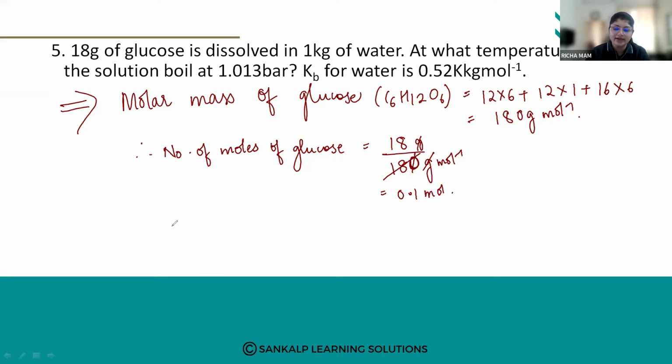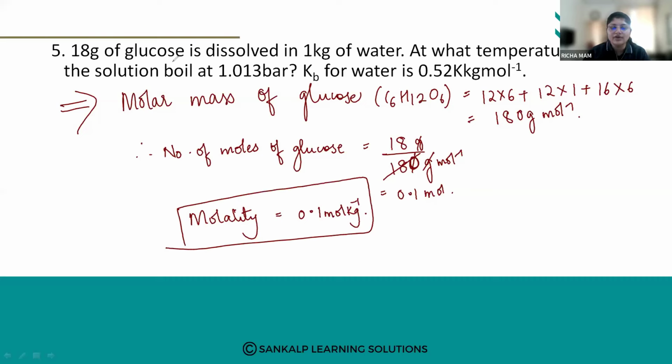Then, what is the molality of the solution? So the molality of the solution is 0.1 mole per kg. Because we have found out the concentration of the solution. If you dissolve 18 grams of glucose in 1 kg of solvent, we will get this concentration, that is 0.1 mole per kg. Fine.